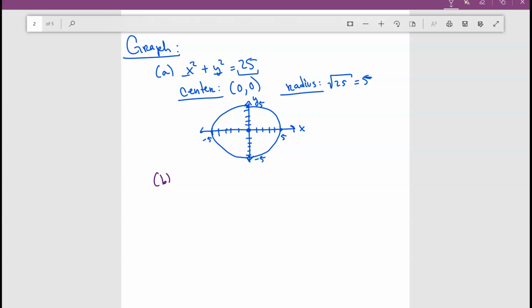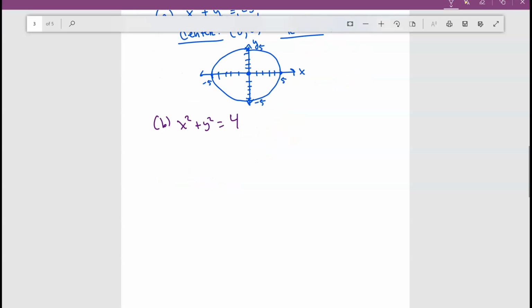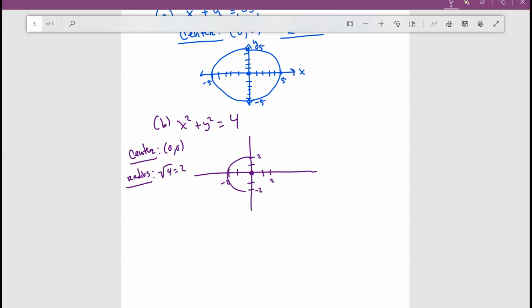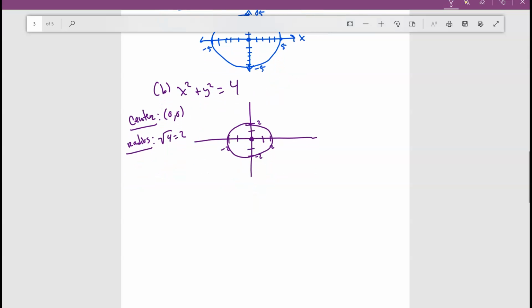So let's say we wanted to do x squared plus y squared equals 4. Okay. So what would this be? So here's going to be my circle. It's at 0, 0. That's the center. And my radius is going to be the square root of 4, which in this case is equal to 2. So I start at 0, 0, and I go 2 units in each direction. Minus 2, 2, 2, and minus 2. And all I gotta do is just draw the circle. Okay, that's all there is to it.